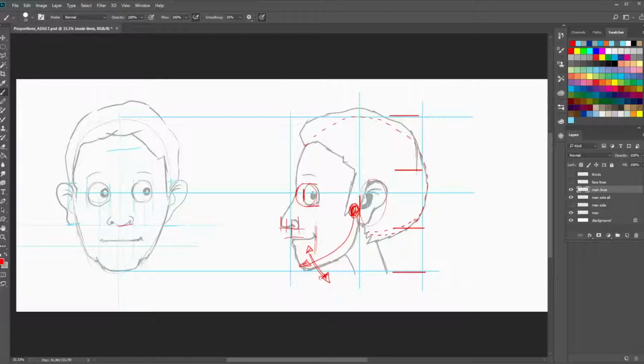You'll notice that the ear is not completely straight. It's actually at a slight angle there. Okay, so lots to think about. You can watch this video again to put all of that inside your head. And we'll continue, and I'll show you in part 2 how to draw it.